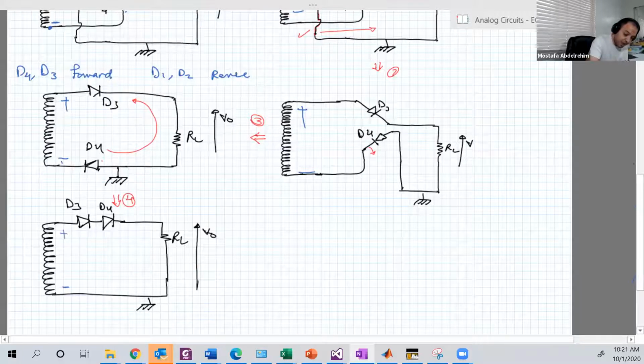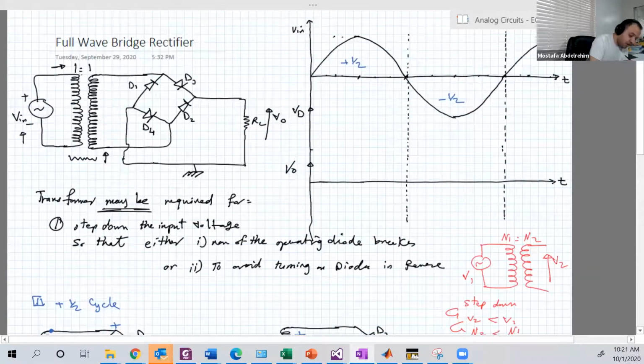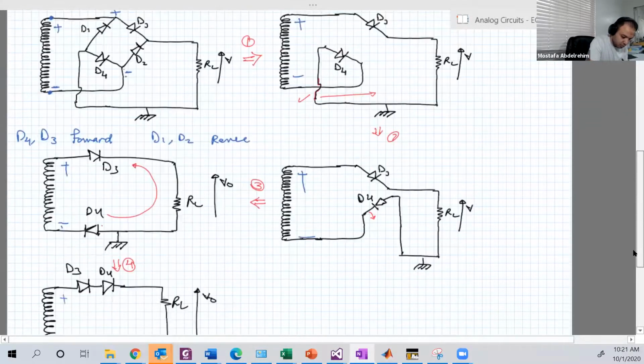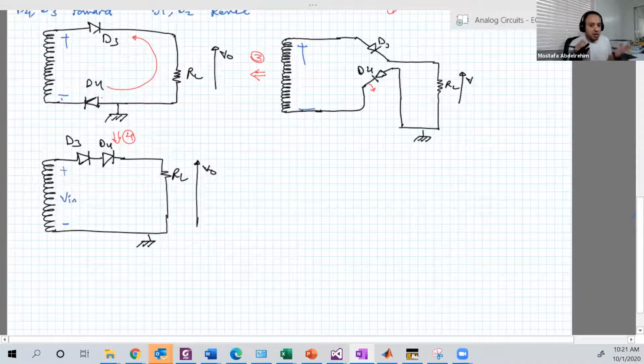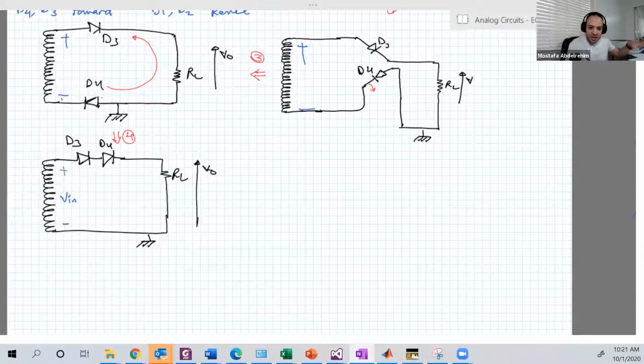And since we have a 1-to-1 turns ratio of the transformer, just to make the analysis easy, to make you understand fast without any confusion, this is V input, exactly V input, because the transformer ratio is 1-to-1. Of course, the transformer has no meaning because the ratio is 1-to-1, but this is just for easy analysis. In a real case, it will not be like this. You either use it, and in that case, N1 will be different from N2, or you are not using it. So V input will be directly connected to the bridge.